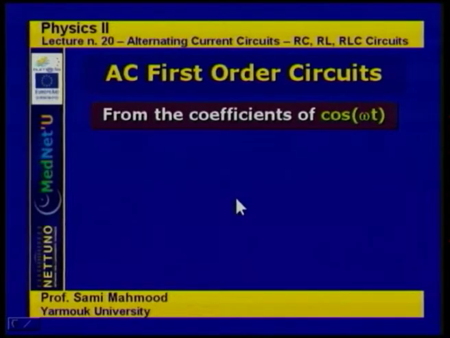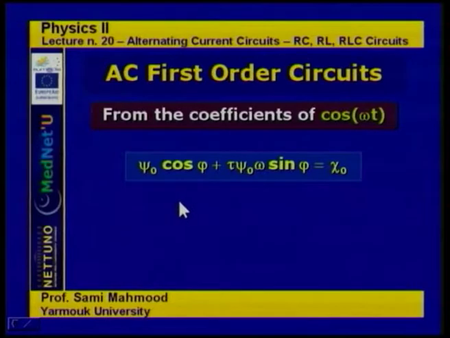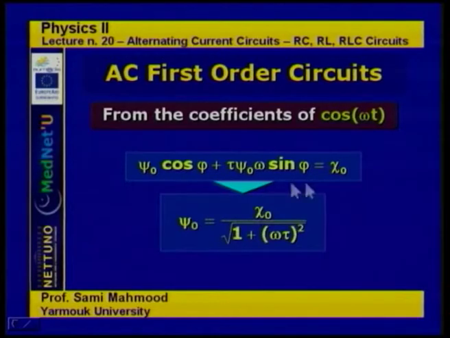Now from the coefficients, this is the second equation, from the coefficients of cosine omega t, we obtain psi naught cosine phi plus tau psi naught omega sine phi is equal to chi naught. And this gives us psi naught in terms of chi naught and omega and sine phi and cosine phi. But we replace sine phi and cosine phi by their values in terms of omega tau, and we get this result: psi naught is equal to chi naught over the square root of 1 plus omega tau squared. So this is psi naught.